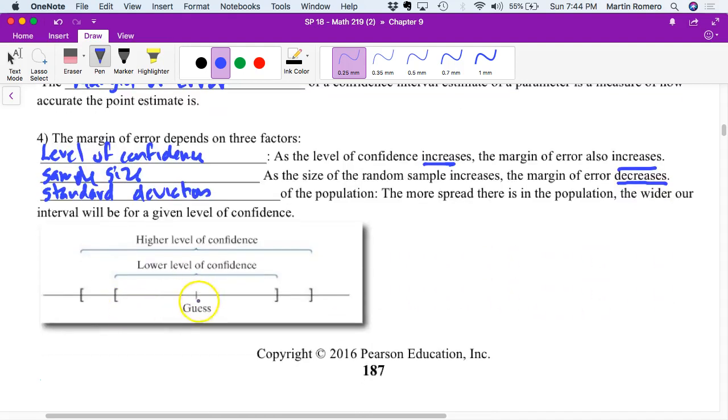And so you end up with, again, some estimate and then some lower level of confidence. Your interval is smaller. See, this is a smaller interval. See, it's not as wide. Higher level of confidence has a larger interval, and this is a smaller interval. So keep that in mind there.